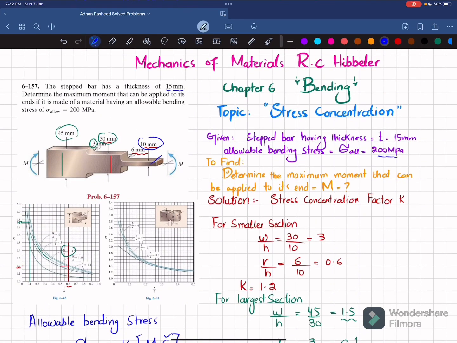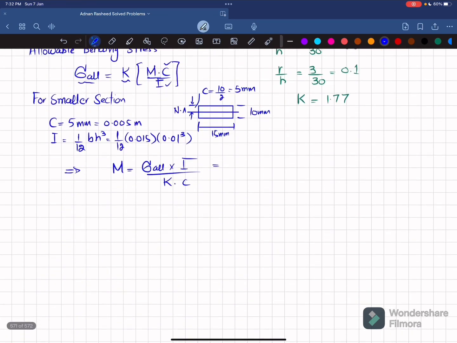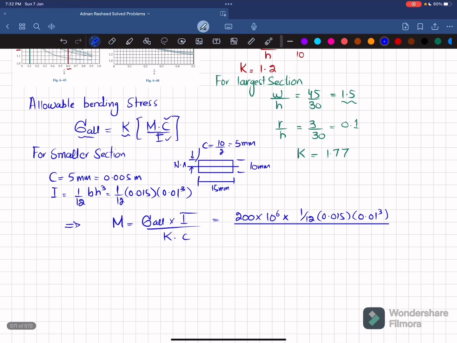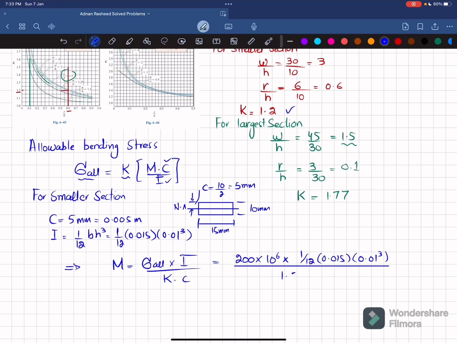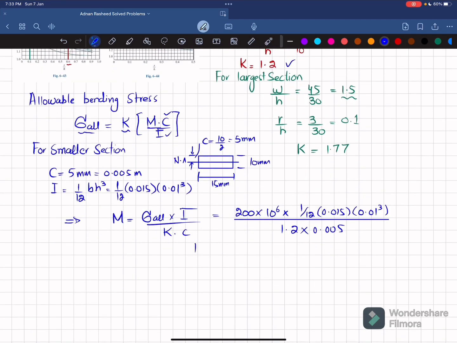Allowable bending stress is 200 megapascal. So I will write 200 into 10 to the power 6, multiplied by I, which is 1 over 12, 0.015, and H cube is 0.01 cube, divided by K. K for the smaller section is 1.2. So 1.2 times C, and C is 0.005. When you calculate it, you will get the moment equal to 41.7 Newton meter. The unit will be Newton meter. And this moment is for the smaller section.